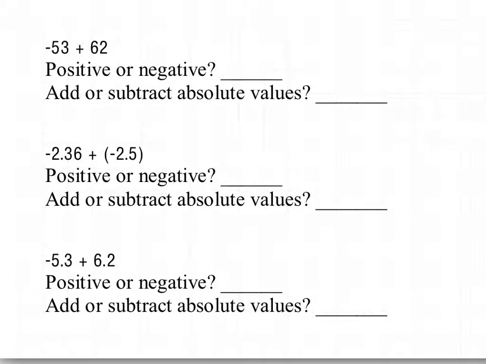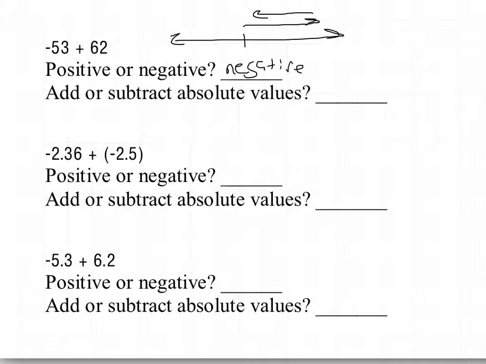All right, looking at the last couple here, ooh, this one's a simple integer one. 62 forward, 53 back, that's not enough, so we'll stay negative. And cutting into each other, subtract.